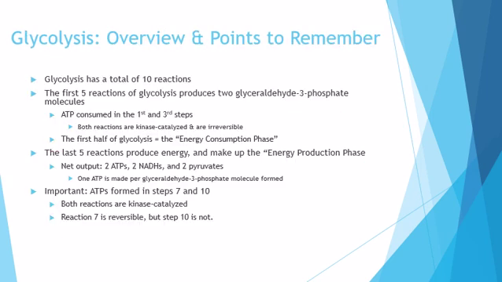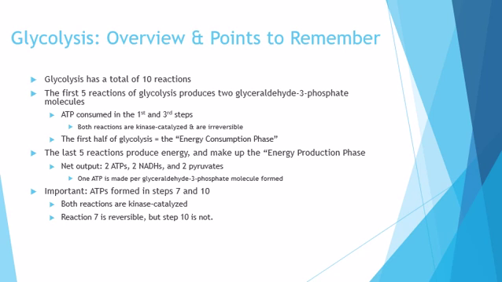The next 5 steps of glycolysis produce energy and therefore make up the energy production phase of glycolysis. In this phase, 1 ATP is made for each of the 2 glyceraldehyde 3-phosphate molecules that were formed in the energy consumption phase. This means that a total of 4 ATPs are produced in glycolysis. However, 2 ATPs were used during the energy consumption phase for a net ATP production of 2 molecules.